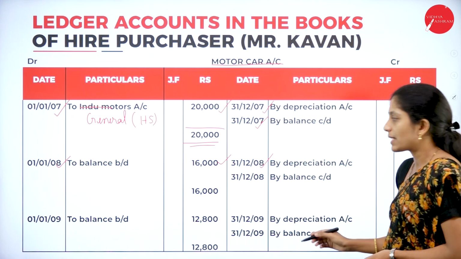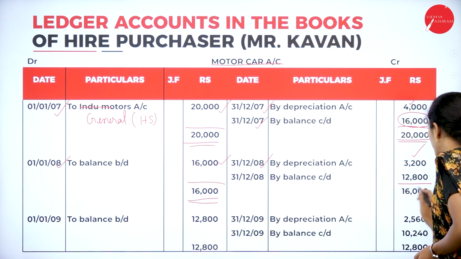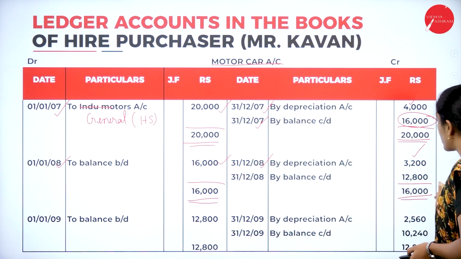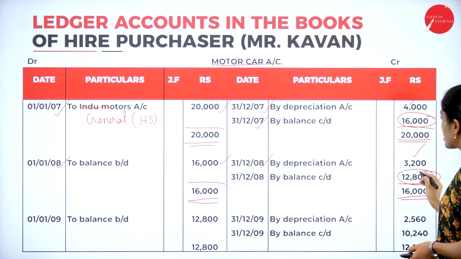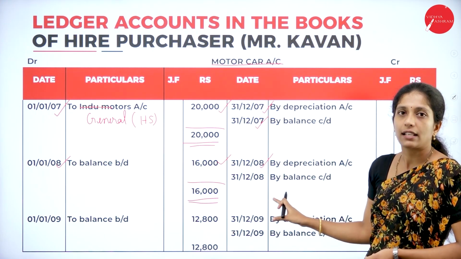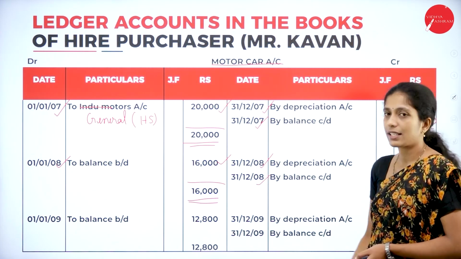Now balance both sides. Your debit side is 16,000, whereas on the credit side you have only 3,200. Write 16,000 on both sides, minus 3,200. You'll get a balancing figure of 12,800, and this amount has to be carried down for the next year. Right? 31st 12/08, by balance carried down.